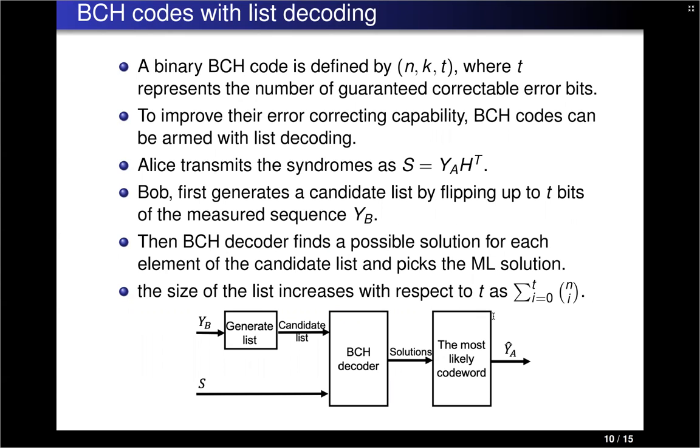To improve the performance of the BCH code, we can also equip it with list decoding, such that we flip up to T bits of YB, and we generate a list and feed it to the BCH decoder. And among the solutions we get from the BCH decoder, we choose the one which has the maximum likelihood to YB. And we estimate YA like that.